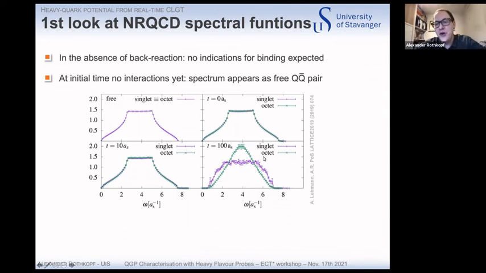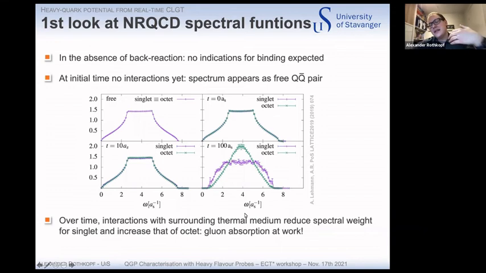And then you let it evolve over time. And what we see in this very crude model here is that the amplitude for the singlet gets reduced after 100 steps in time, and the amplitude for the octet gets increased. And we interpret this as a manifestation of gluon absorption that drives our system towards more octet contribution than singlet contribution.